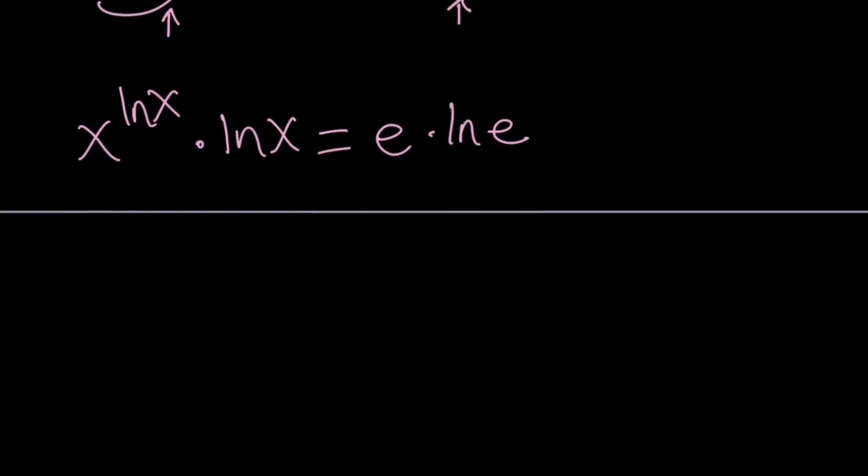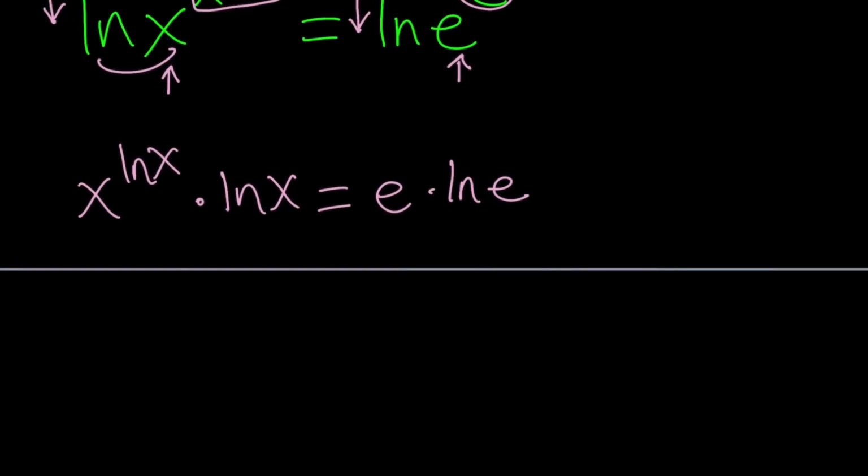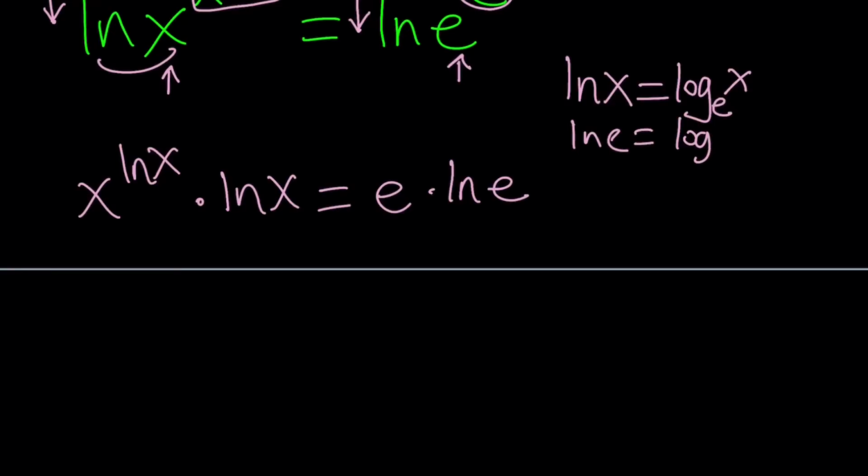Now I'm going to simplify it. ln e, now remember what is ln for those of you who are not familiar with ln. ln x means log x with base e. So since the base is e here, ln e is going to be log e with base e, which is equivalent to 1. So this is 1. I don't have to worry about it. Just cross it out. We end up with e on the right-hand side, which is fairly simple, right?